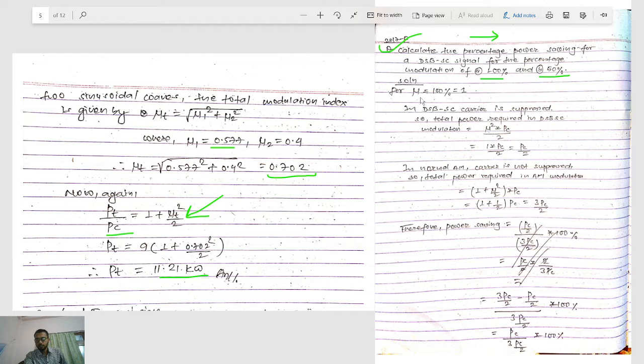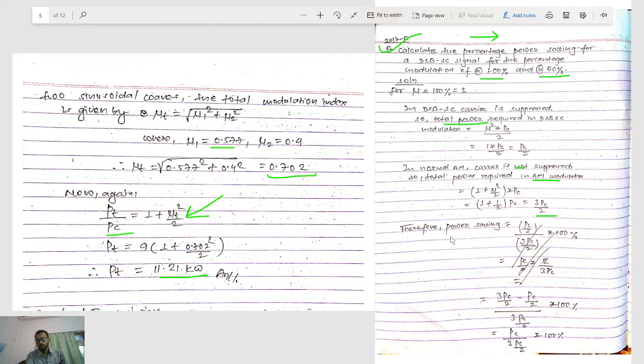So in the first case we have mu equal to 100%, which means mu is equal to 1. In DSB-SC the carrier is suppressed, so total power required in DSB-SC modulation is mu square Pc upon 2, and in place of mu we have 1, so we'll get Pc by 2. And in normal AM the carrier is not suppressed, so the total power required in AM modulation is 1 plus mu square by 2 into Pc, and the value of mu is 1, so 1 plus 1 upon 2 Pc, we'll get 3 Pc upon 2.